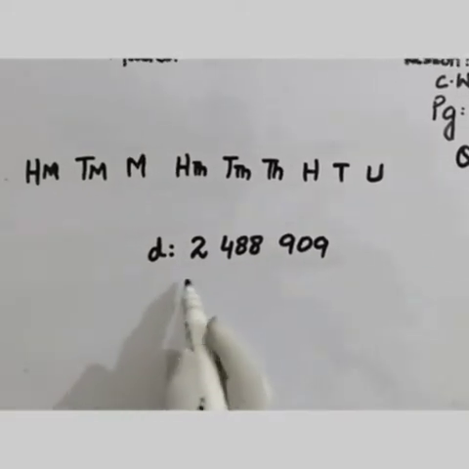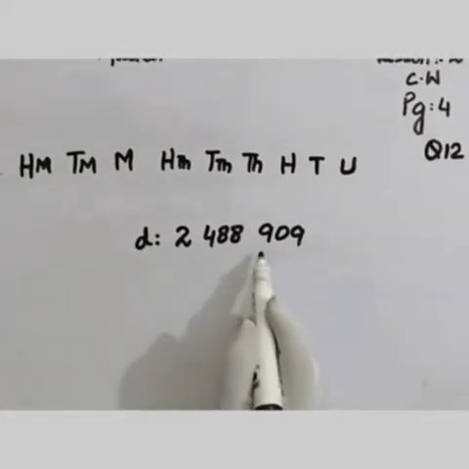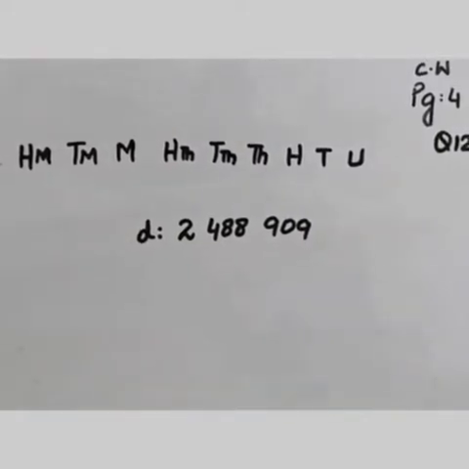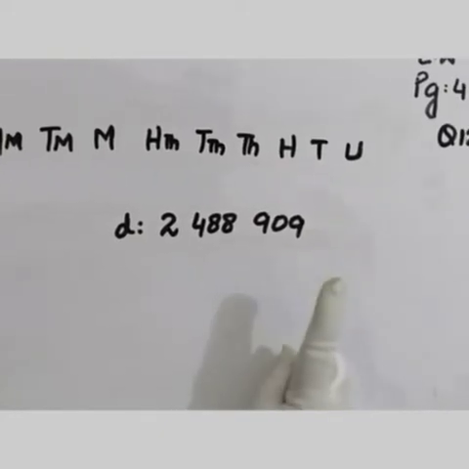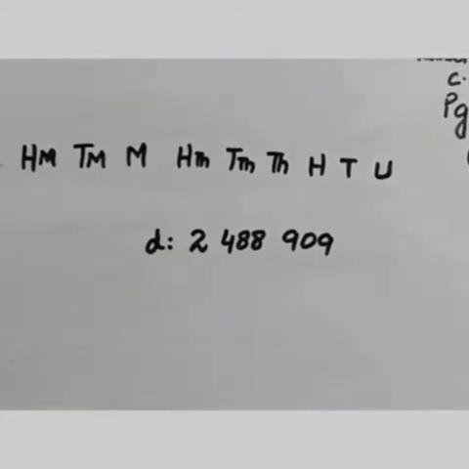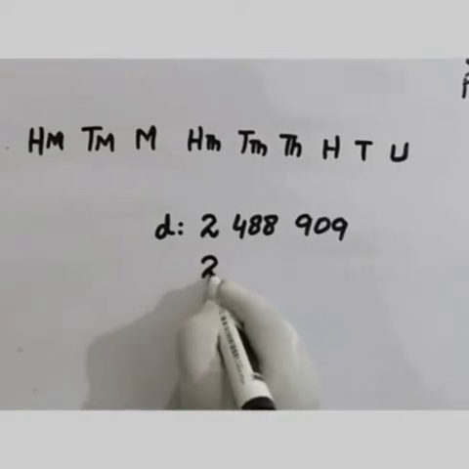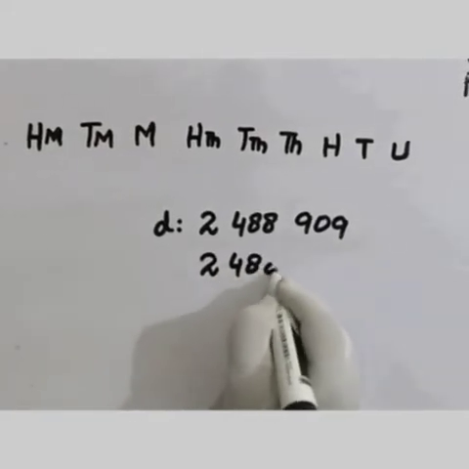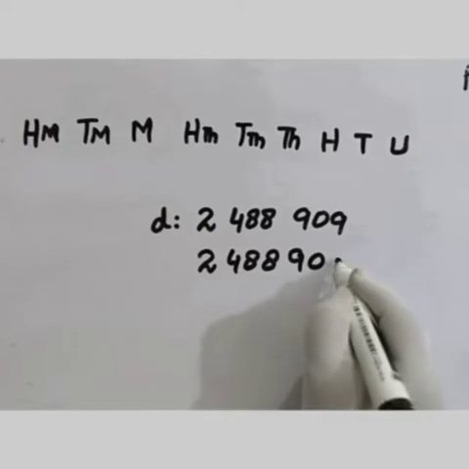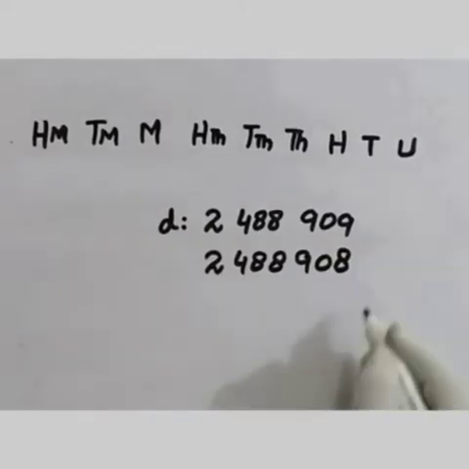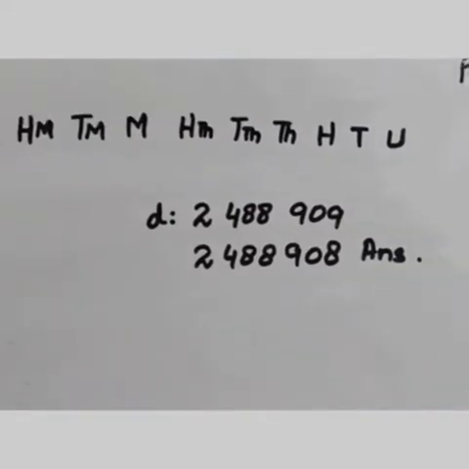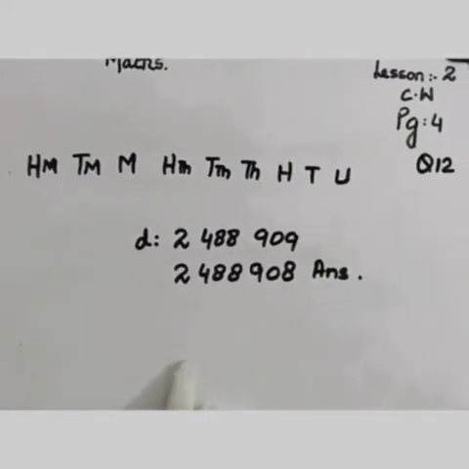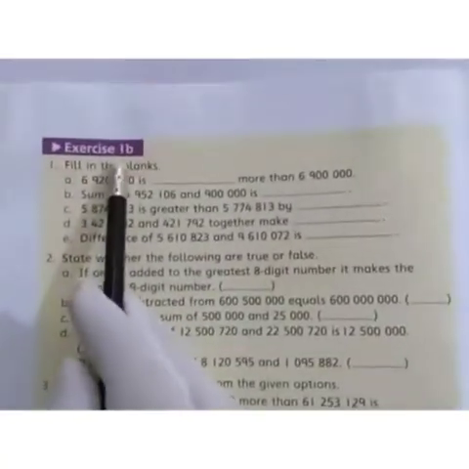In part D, the number is 2488909. We see the last digit, it is 9, and the number before 9 is 8. So the predecessor of the number is 2488908. And it is your answer, and by the help of this you can complete question number 12 in your notebooks. Now students, start exercise 1B.